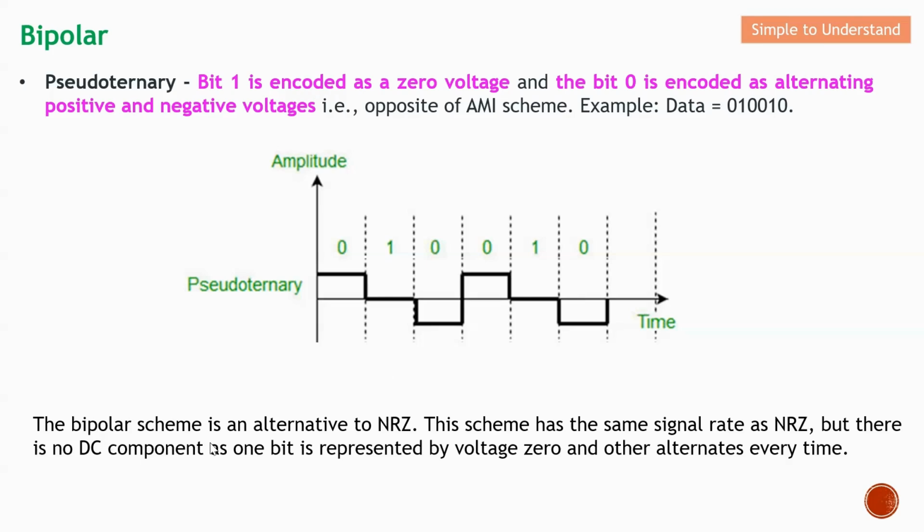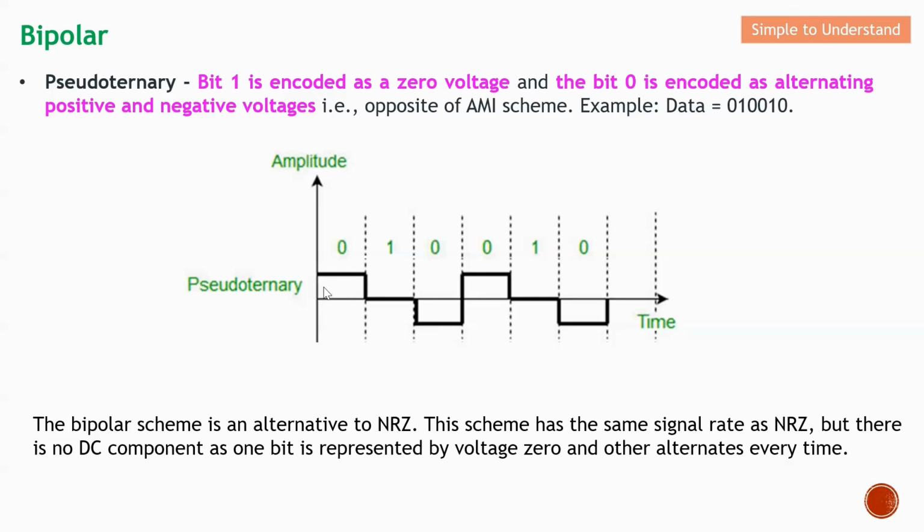The bipolar scheme is another alternative to non-return to zero. This scheme has the same signal rate as non-return to zero, but there is no DC component, as one bit is represented by voltage 0 and the other alternates every time. What do I mean by this? If you still remember, those that have a transition in the middle are going to need more bandwidth because of that transition in the middle. So this is actually the disadvantage.